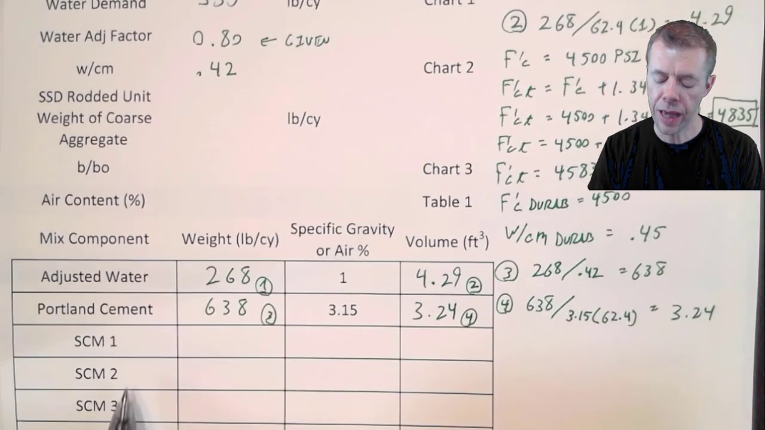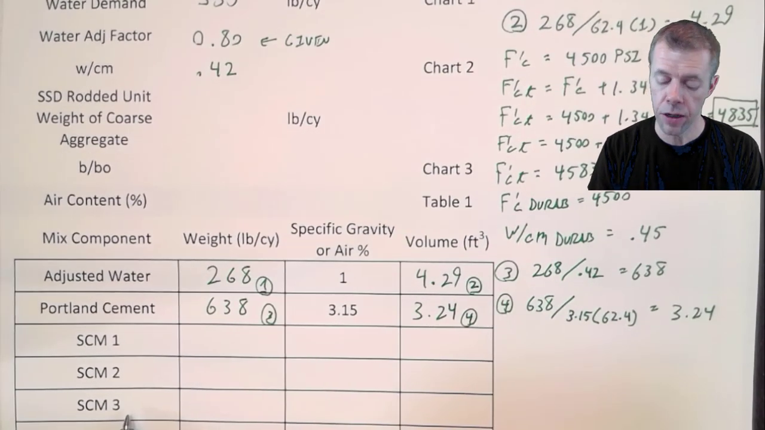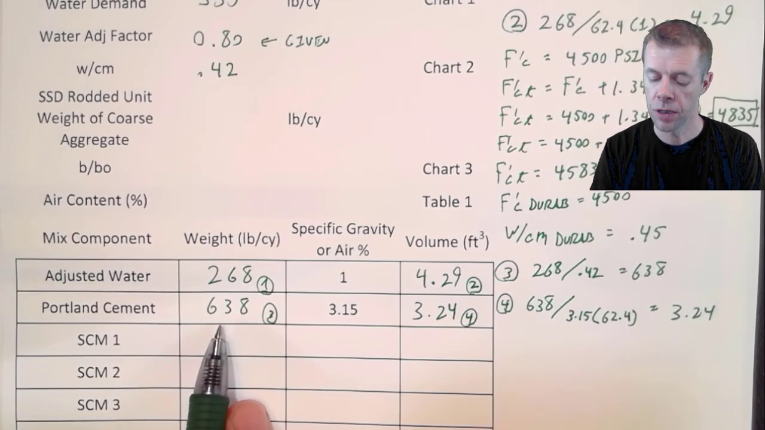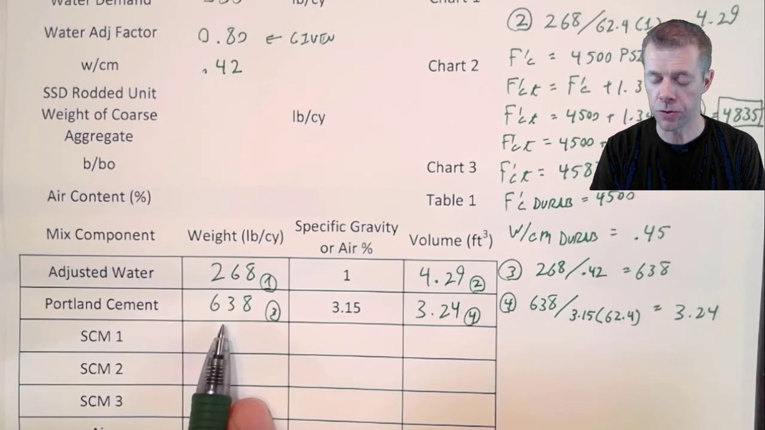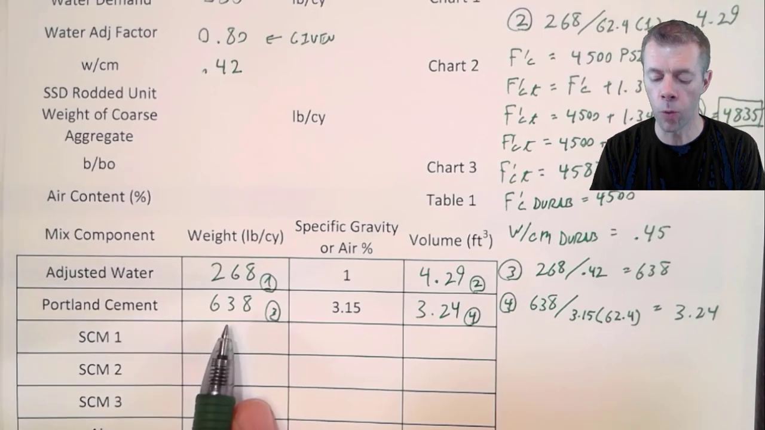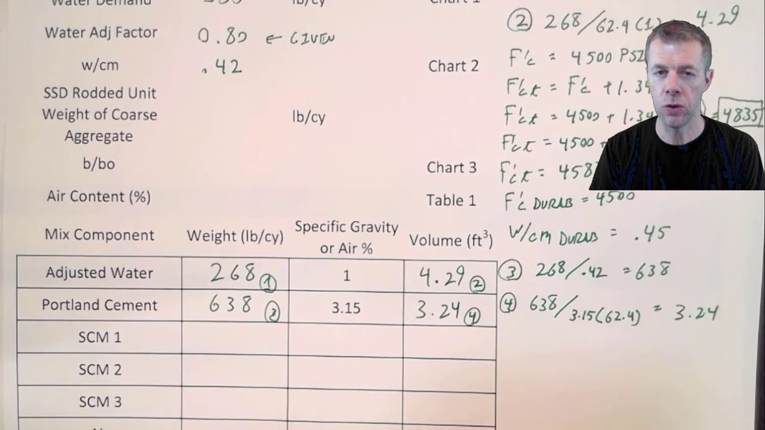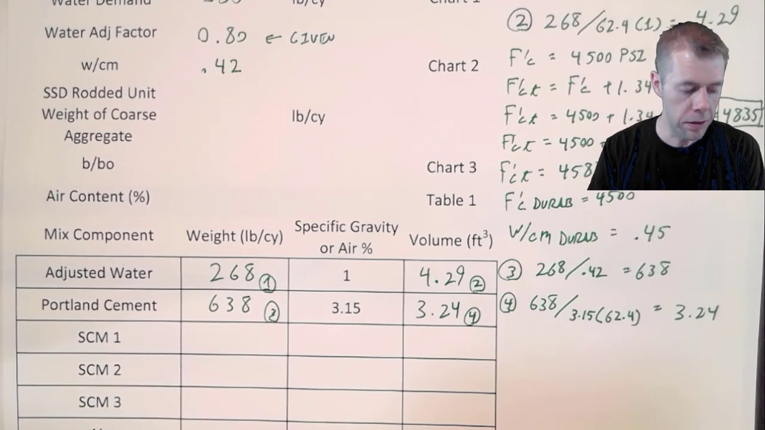Now, we don't have any SCMs. If we did, we would actually not use all 638 pounds in this case. We would calculate how much binder we were supposed to use, and we would multiply that total binder amount by the percentage of these SCMs being used inside the mixture, and we would reduce the binder by that. All right.